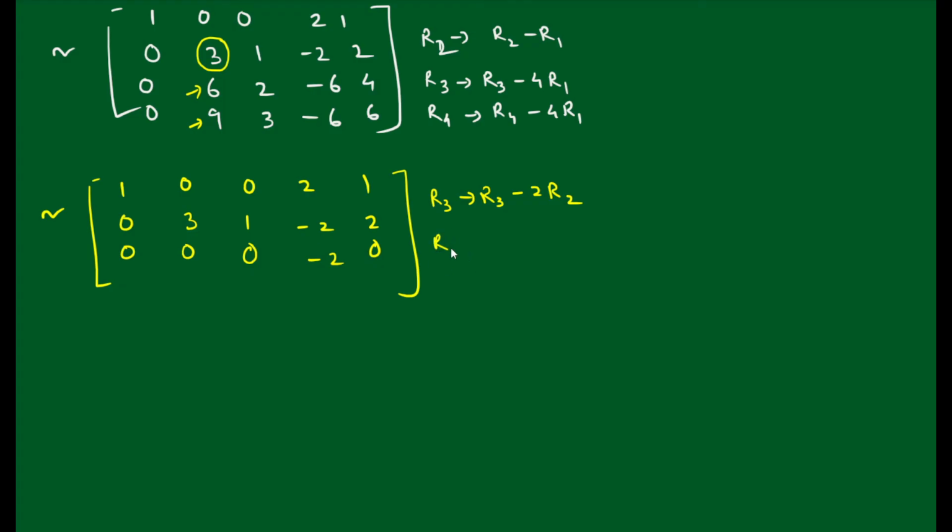And then R4 goes to, so here we have 9, here we have 3. So it's R4 minus 3 into R2. So 0 0, 3 minus 3 into this 0. This minus 3 into this, it will become 0. This minus 3 into this 0. See, one row is completely 0. Now this is our echelon form.